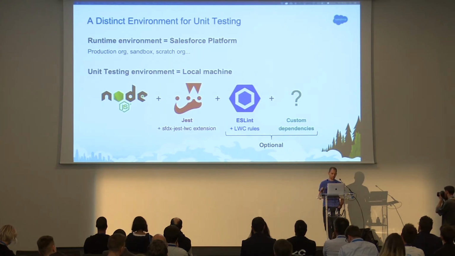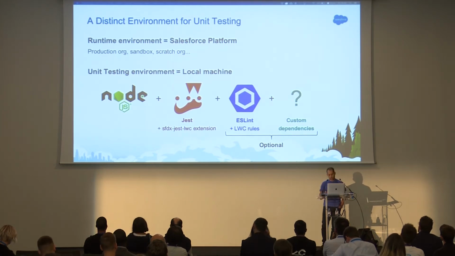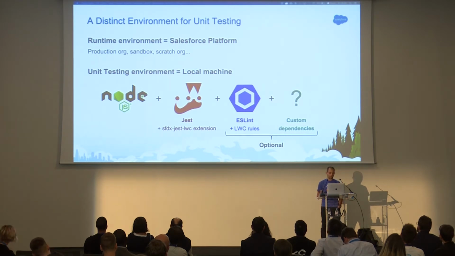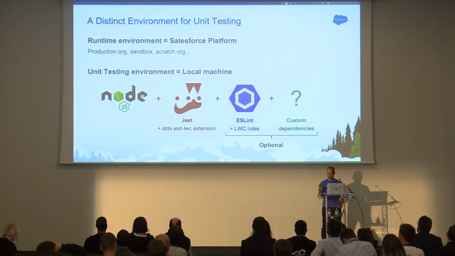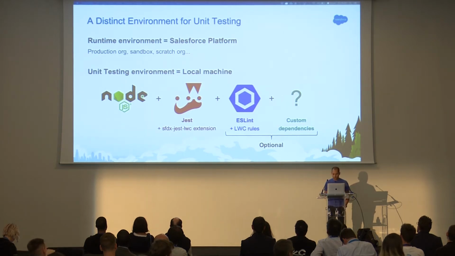And finally, there are optional dependencies. You do not need to have them if you don't want to, but they're actually very recommended. The first one is ESLint. I'll talk also more about it. And we have some extensions which are made also by Salesforce to add specific rules related to Lightning Web Components. And then, since it is actually running on a Node.js server, you're totally free to use any other tool that is supported by JavaScript. So you can add your custom dependencies. If you want to add something additional for code coverage calculation, you can add whatever you want there. So that's the overall environment.